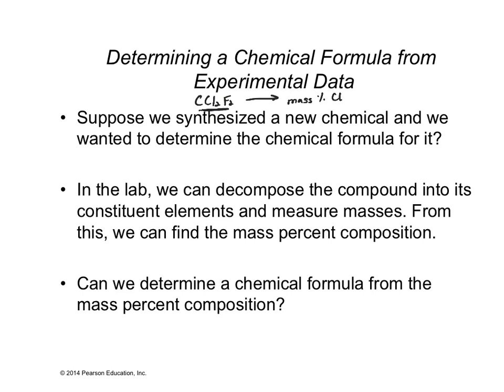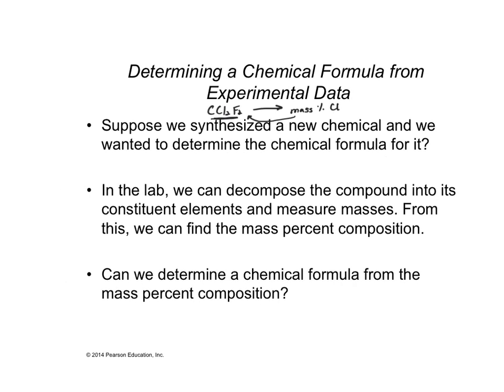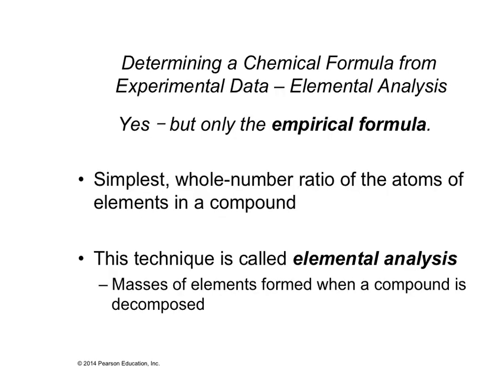So now the question is, can we do the reverse? Could we take a mass percent and figure out what the overall chemical formula was, okay? And so the answer to that is yes, we can, but it's kind of a qualified yes, because what we end up getting is not necessarily the molecular formula, which is what we would like to get, but instead we can only determine the empirical formula from it, okay? So again, yes, we can take mass percent composition data and determine a chemical formula, but that chemical formula will only be the empirical formula.